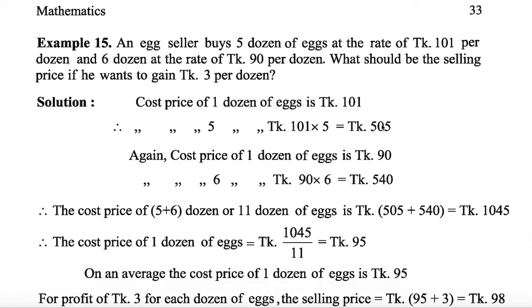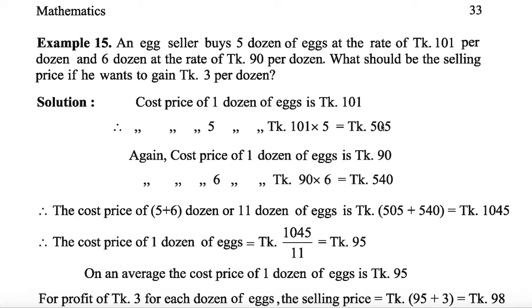Okay, an egg seller buys 5 dozens of eggs at the rate of 101 taka per dozen and 6 dozens at the rate of 90 per dozen. What should be the selling price if he wants to gain 3 taka per dozen? He buys 5 dozens of eggs at 101 per dozen, 6 dozens at 90 per dozen.